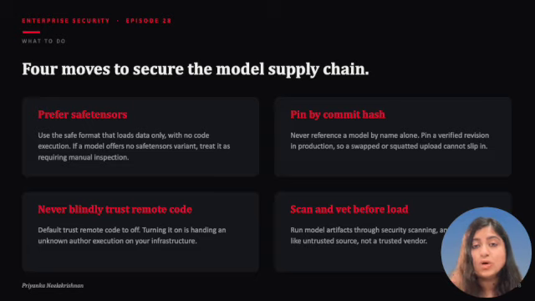Never reference a model by name alone in production. Pin a specific verified revision so a swapped or typosquatted upload cannot quietly slip into your pipeline. Number 3, never blindly trust remote code. Default that trust remote code flag to off. Turning it on is quite literally handing an unknown author the ability to run code on your infrastructure.